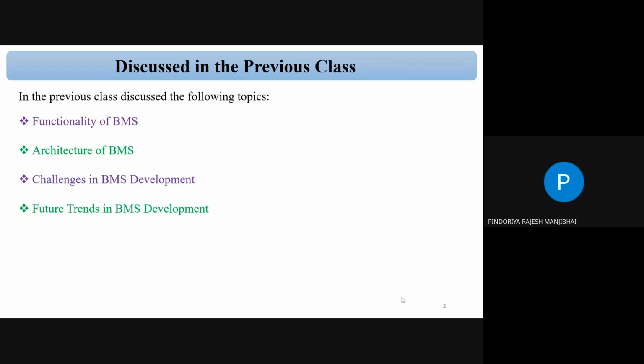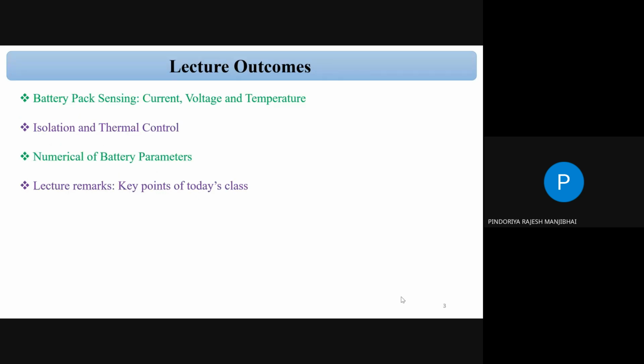Today we are going to discuss battery pack sensing. What type of parameters do we have to sense? There are current, voltage, and temperature, the major parameters. Then isolation and thermal control, and then we will see the numericals of the battery parameters, correct? We have to calculate the SOC and other parameters. So today we are going to discuss these three topics: two topics, and the third one is the numerical part.